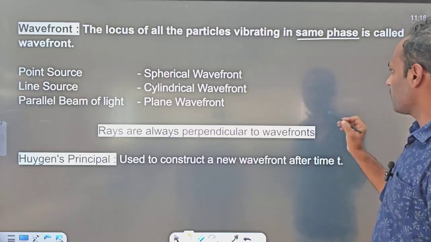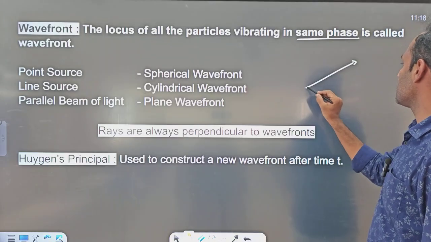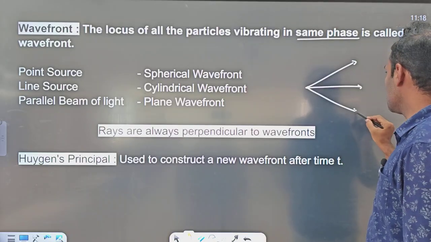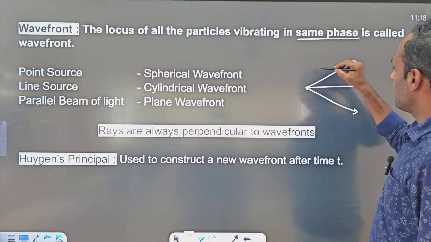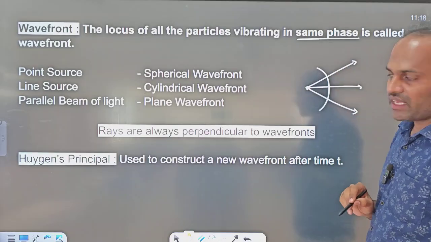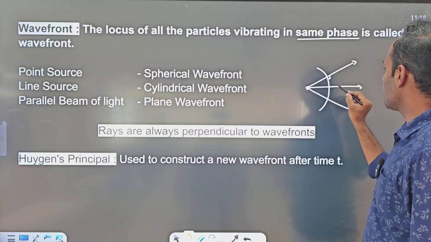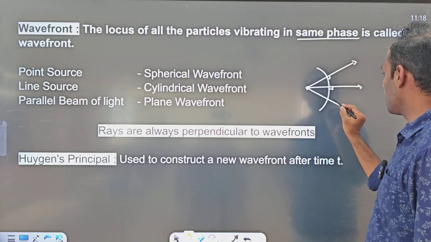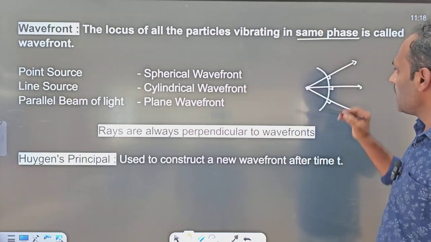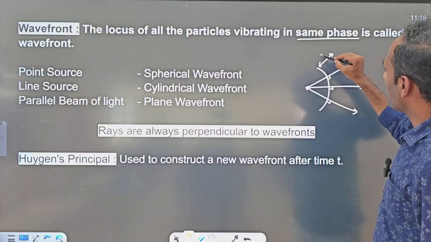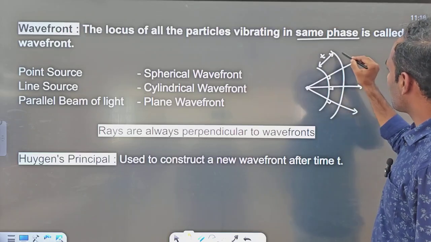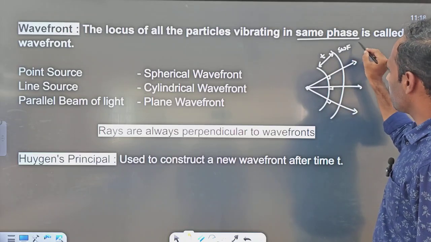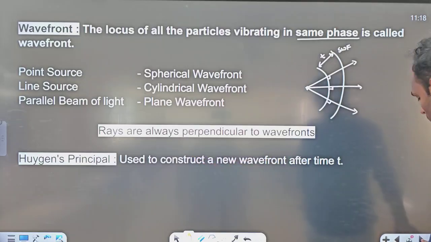Let us say we have a first wavefront. For example, like this, the light rays are going from a point source. This is the point source. Then let me say here is the first wavefront. At every point the light rays will be perpendicular to the wavefront. After time t, if I want another wavefront, then to construct the secondary wavefront, we use this principle called Huygens principle.